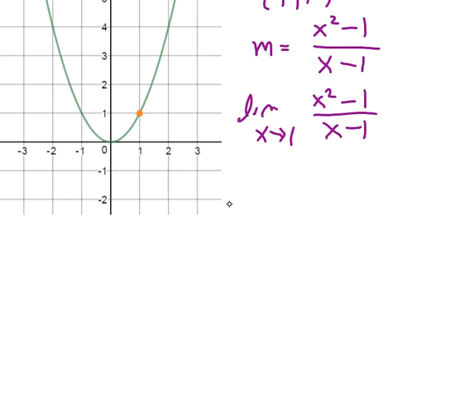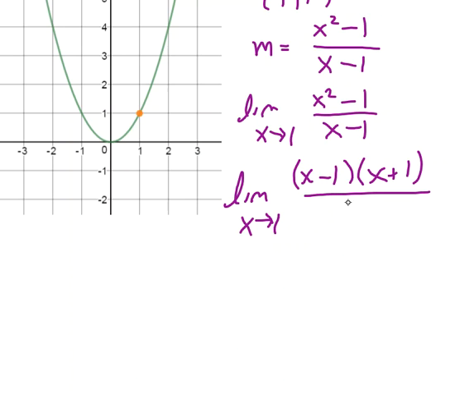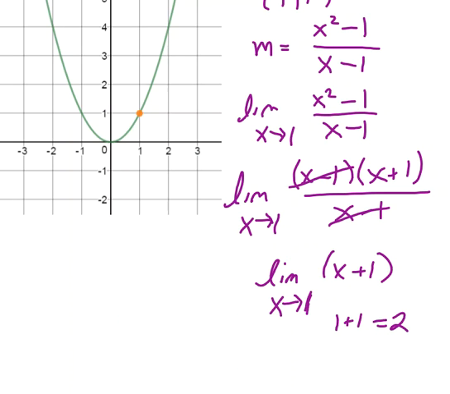What I notice when I look at this is I can use the strategy of factor and reduce. Factor to (x minus 1)(x plus 1) on the top, and I have x minus 1 on the bottom, and now I can cancel out those x minus 1s. So I end up with the limit as x approaches 1 of the quantity x plus 1. I can do my direct substitution, and I have 1 plus 1, which is 2. Way faster than writing the whole table out.